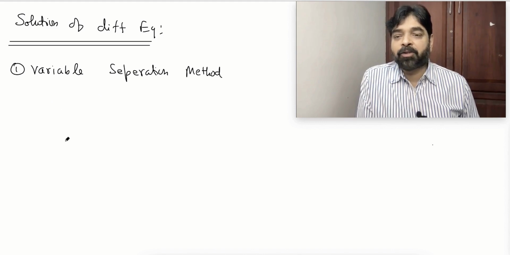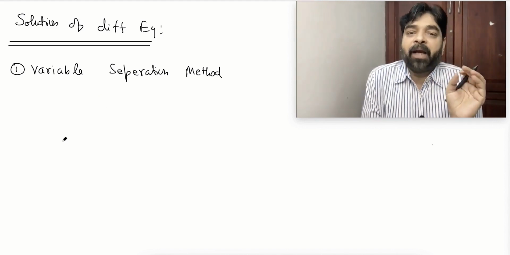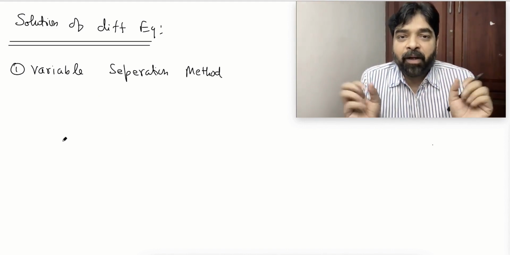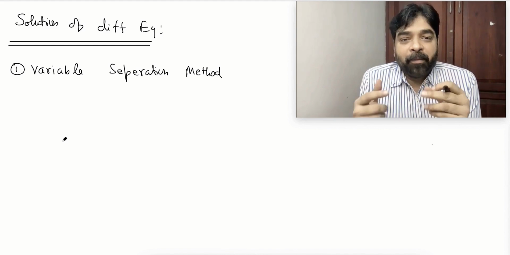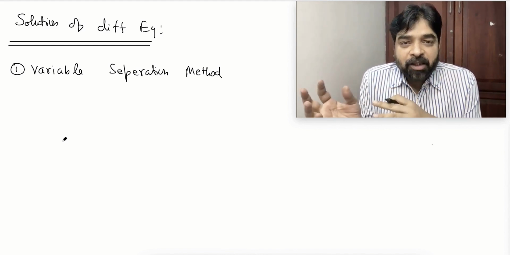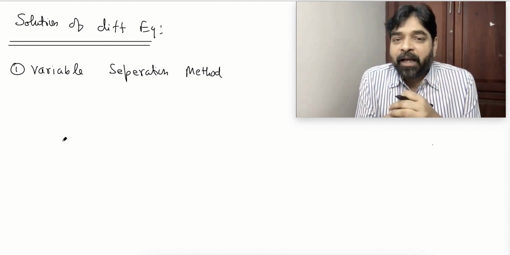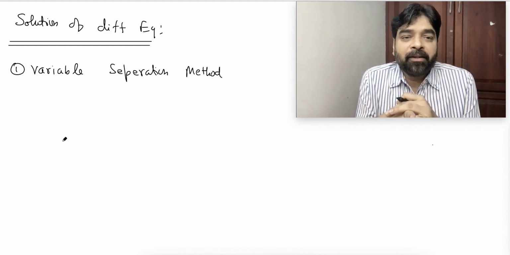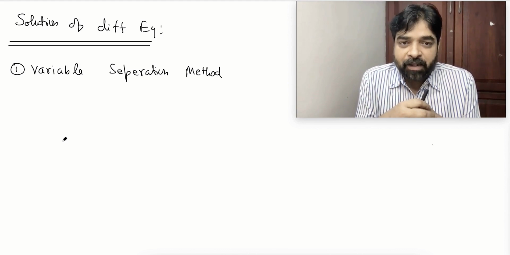Further methods will also come, and I will be writing them from time to time. Right now I don't want to write every method. So you have to keep in mind that we have to separate the variables. What does it mean? A differential equation contains dy by dx. So x and dx on one side, y and dy on the other side, and integrate. This is the simple logic for the differential equation.